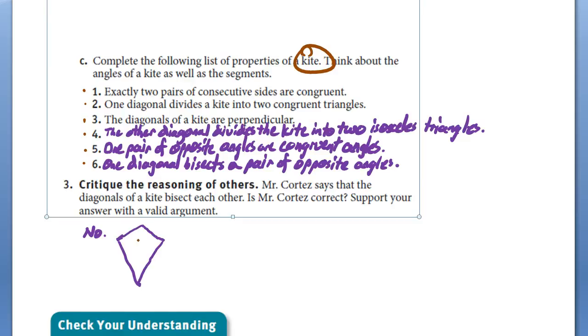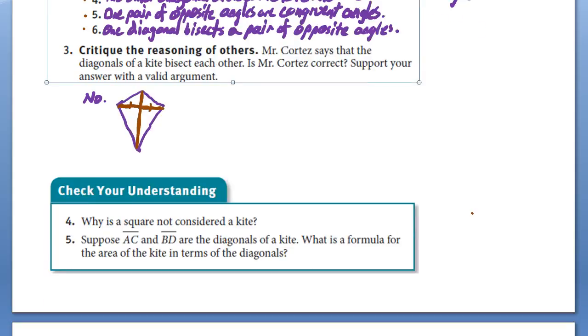Here is a kite, and if we draw the diagonals across here and here, this diagonal is bisected into equal pieces. But the longer diagonal, I hope you agree, is not bisected into two equal pieces. Here are some check your understanding questions, so I'll pause the video.